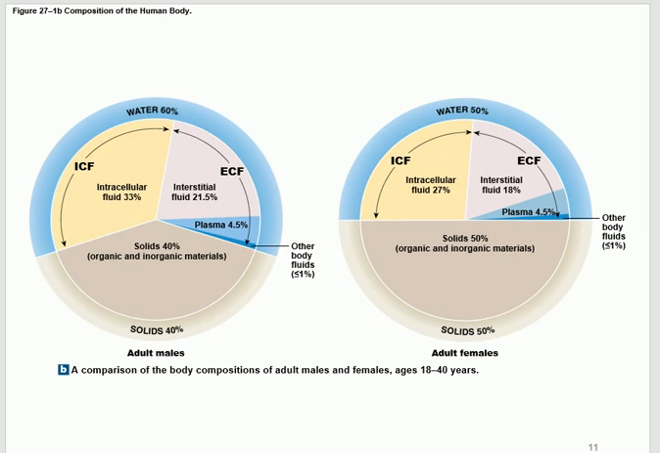Number two, you have to remember that intracellular is the major part, followed by extracellular, which is interstitial, plasma, then others. Those two are very close to each other if you add these, but it goes like intracellular, extracellular, and extracellular is interstitial, plasma, followed by others. That's males and females, same thing.